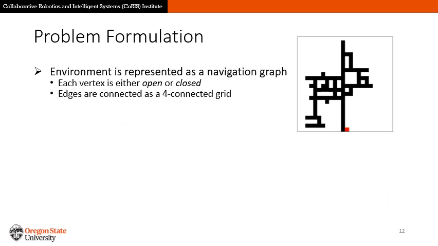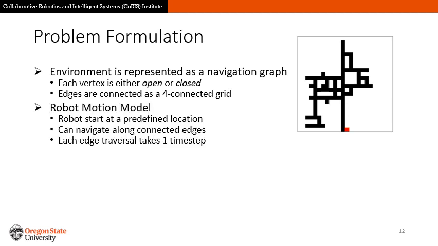Now, let's describe our problem more formally. The environment is represented by a navigation graph as shown in the figure. Each vertex is either open or closed, where open implies the location specified by vertex as open free space. Closed implies a location as unreachable by the robot. Edges are connected as a four-connected grid. Edges are only connected between vertices when both the vertices are open.